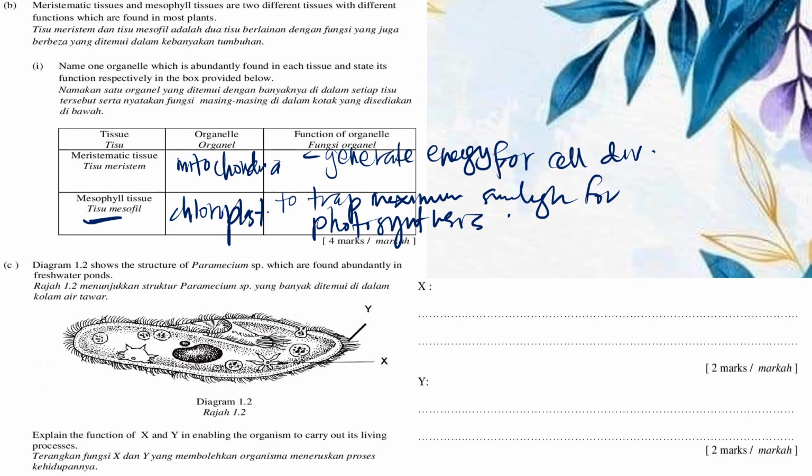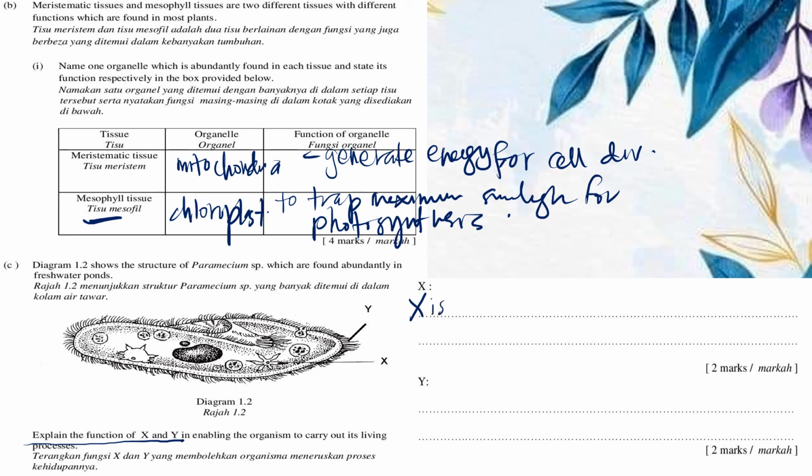Last question. Diagram shows the structure of paramecium which is found abundantly in freshwater ponds. They label structure X and structure Y. What does this question want? It says explain the function of X and Y, enabling the organism to carry out its living processes. You can guess early what X is and what Y is. So let's identify them first. X is contractile vacuole.